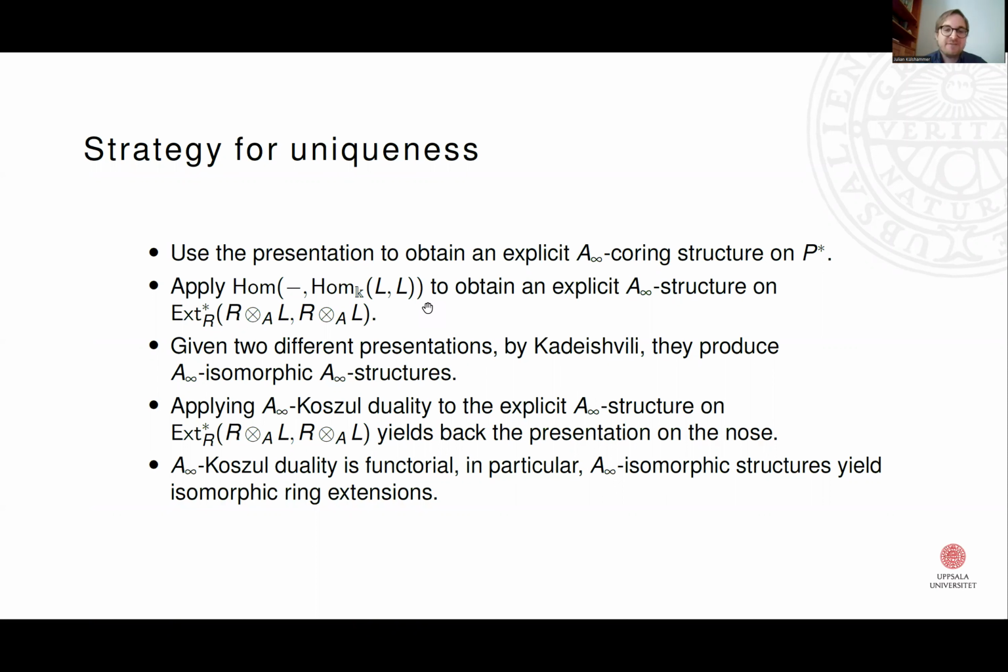Now, applying A-infinity Koszul duality to these explicit structures, by the way we set up things, is actually inverse. So if you apply A-infinity Koszul duality to these explicit A-infinity structures, you get back the presentations you started with on the nose. And then there's one little step, which is of course important. A-infinity Koszul duality is functorial. So in particular, if you take A-infinity isomorphic structures, which by Kadishvili we have, we get isomorphic ring extensions.